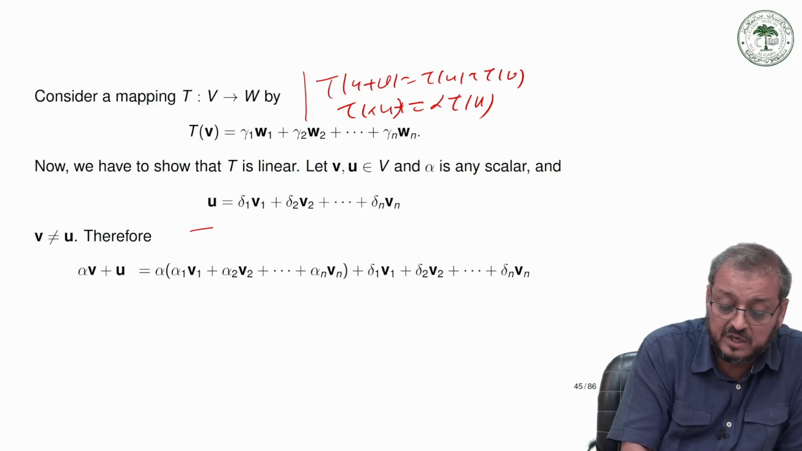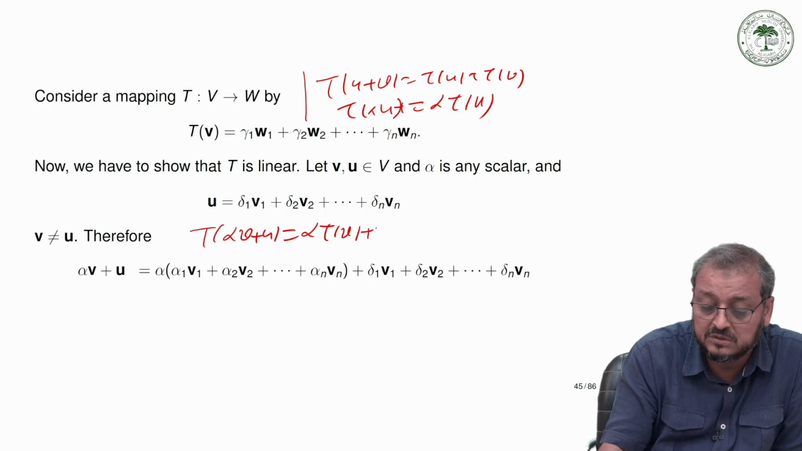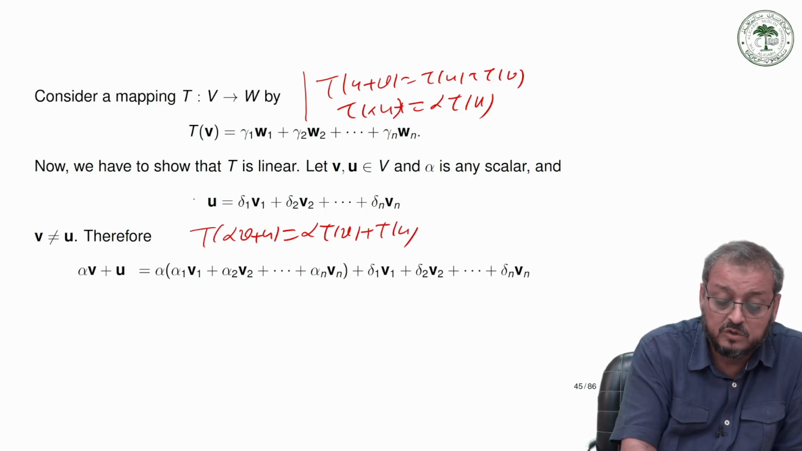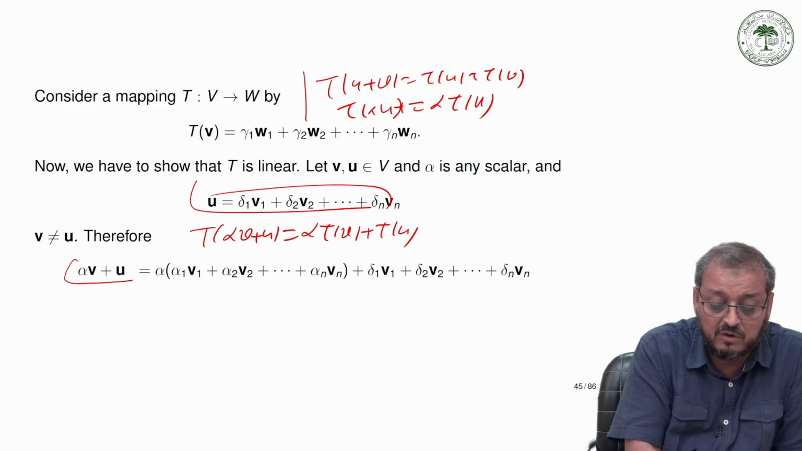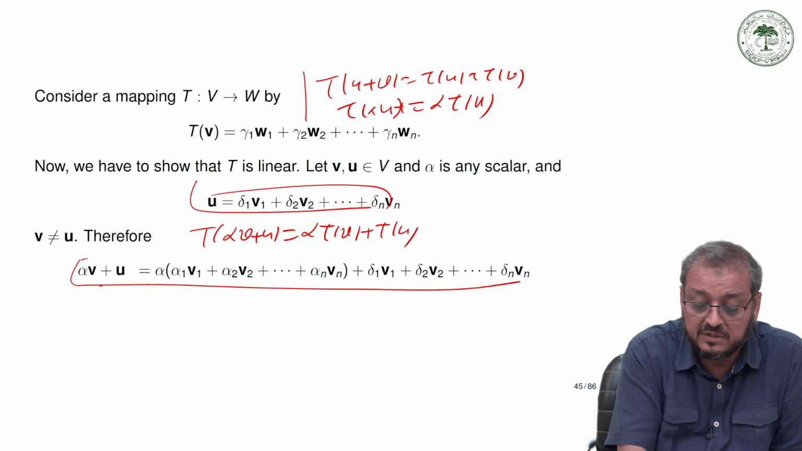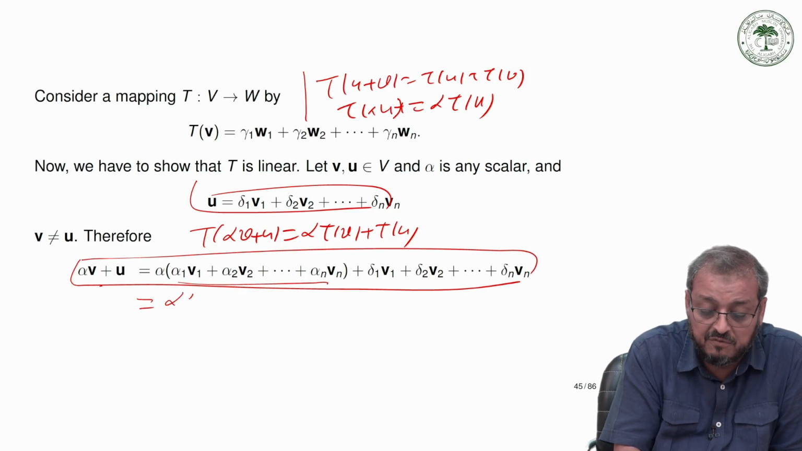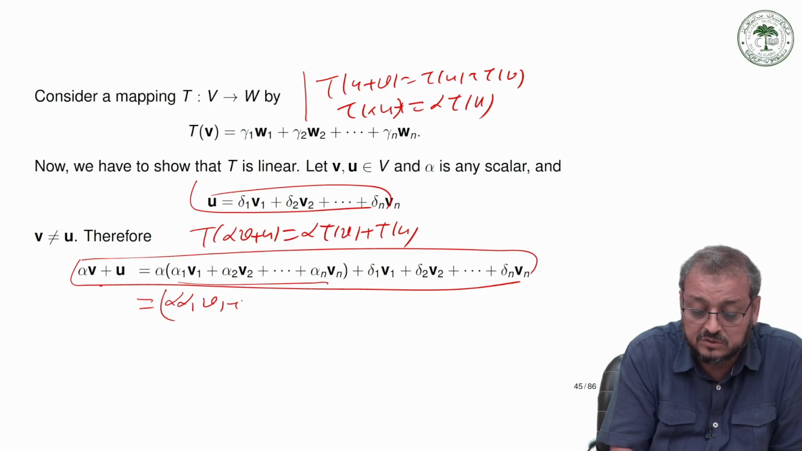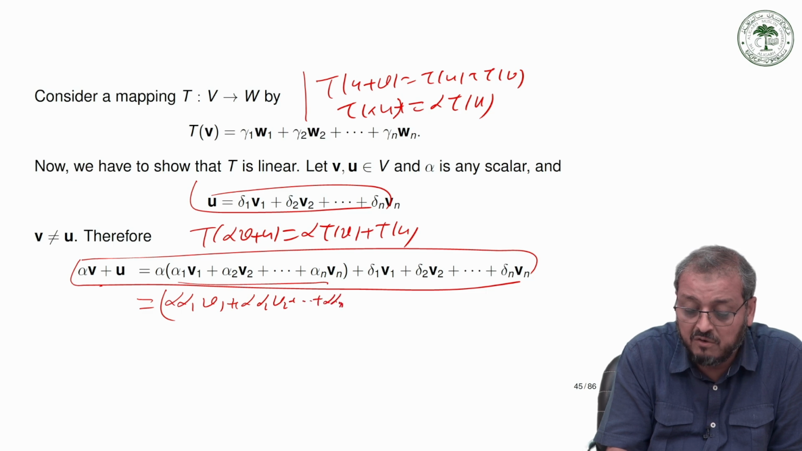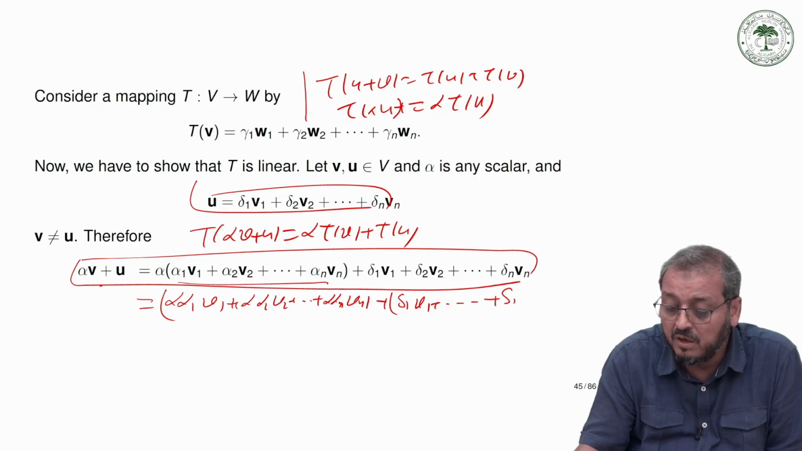I should try to show that T of alpha V plus U is alpha times T of V plus T of U. So U is in this form. We have to calculate alpha times V plus U. Alpha times V is alpha 1 V1 plus alpha 2 V2 and so on, alpha n Vn, plus delta 1 V1 plus so on, delta n Vn.